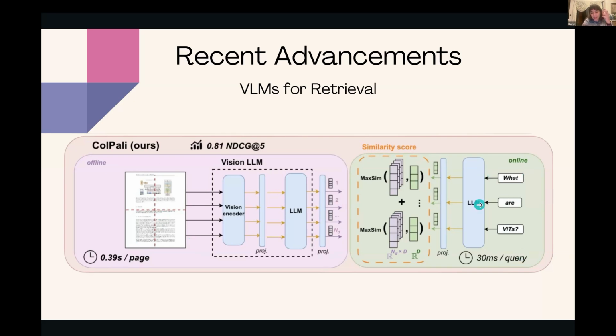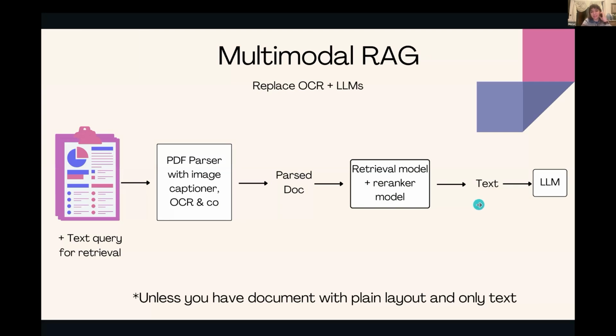image to text match. And this is better for multimodal RAG setups because you have these documents and then you have a text query. What you would normally do is you pass these images through a PDF parser that includes an image captioner, OCR, I don't know, table to markdown, and then make it into a complete text, and then just pass this document to a retrieval model, a text retrieval model, and then pass this to an LLM to do RAG.